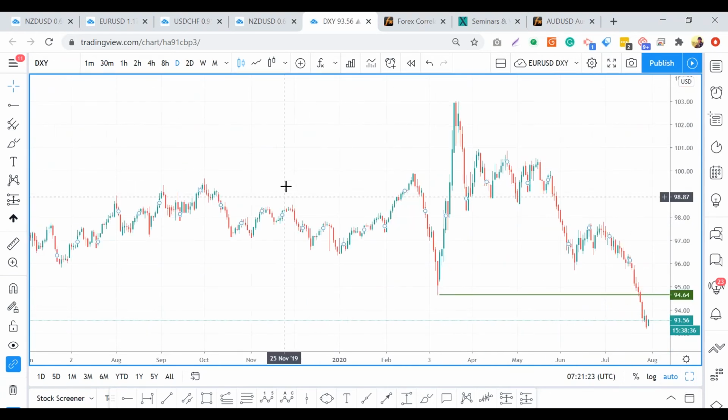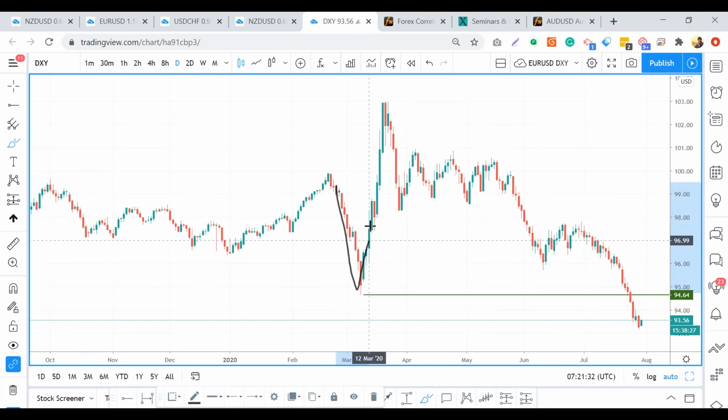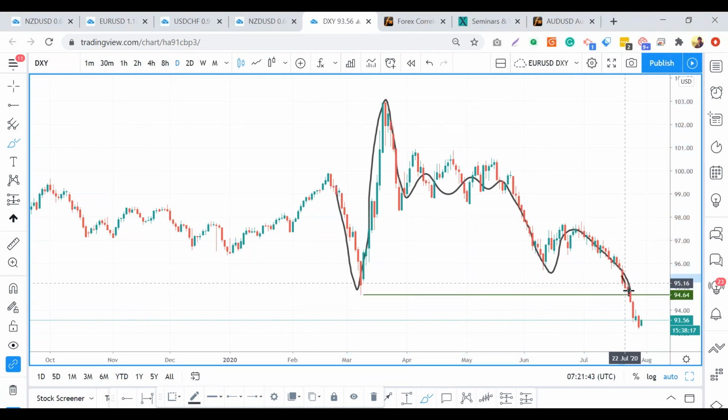So imagine you're trading the dollar index. Prices went down, it went up, and then it starts to go down, and it reaches this level. You have no idea if price is going to bounce, because after all, this is a very strong level. You have no idea if price is going to bounce or break out.